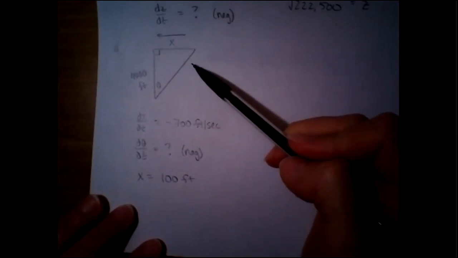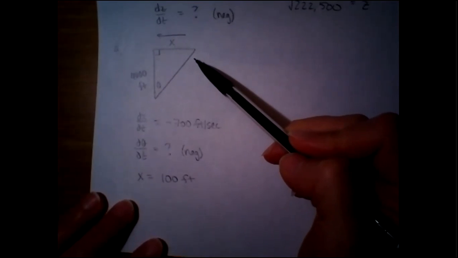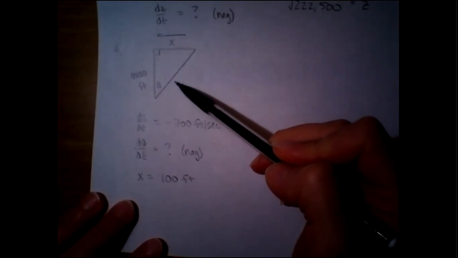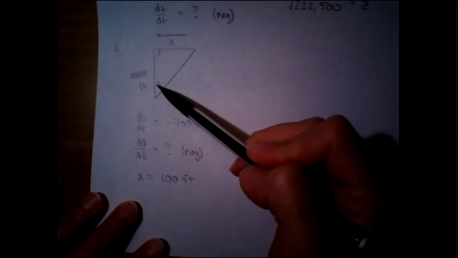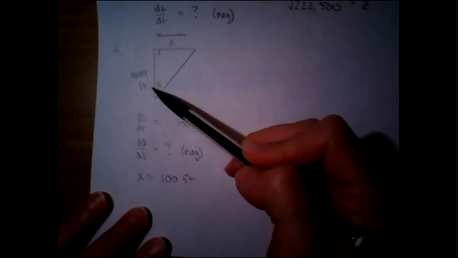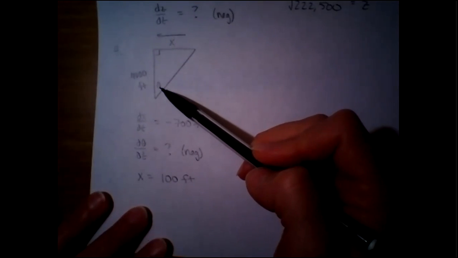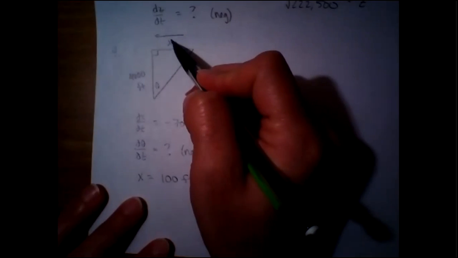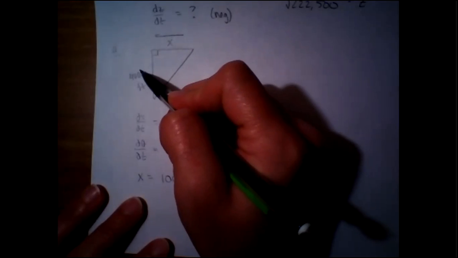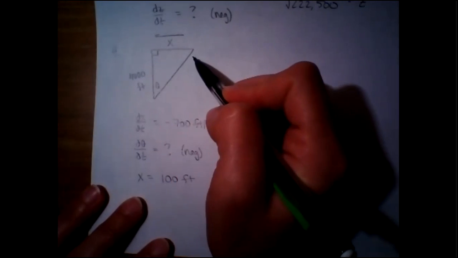So now we need a relationship between the variables. We cannot use Pythagorean theorem for a couple of reasons. First of all, we don't have the hypotenuse. And secondly, we have to include this angle somehow. So we're gonna need trig. It's gonna be sine, cosine, or tangent. So here's the angle. X is opposite and 4,000 is adjacent. We don't have the hypotenuse.